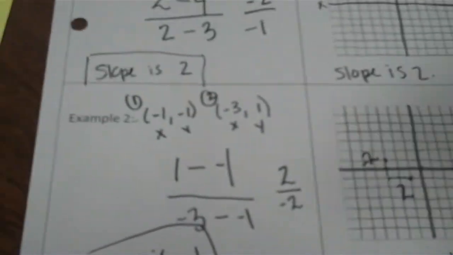Okay? And then remember, it is y over x. Correct? So I have to do -2 divided by 2. All right, and then -2 divided by 2 is -1. Same thing we got here. We got slope is -1. It's the same thing. So 2 different ways.